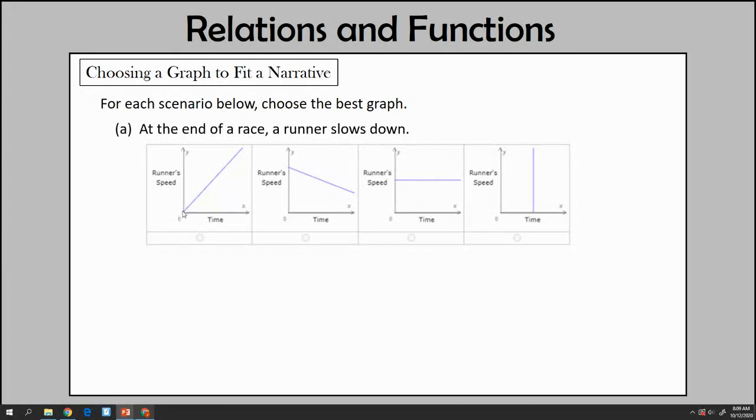At time 0, the runner's not going fast at all, if he's even moving. As time moves on, speed increases. So in this one, as time goes on, the runner's getting faster.